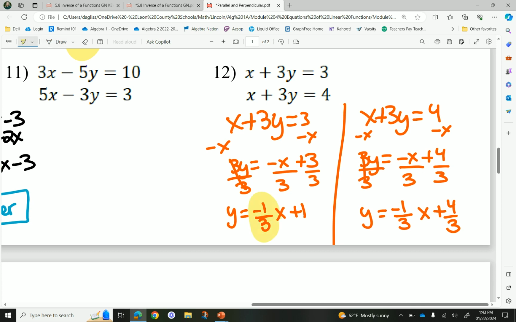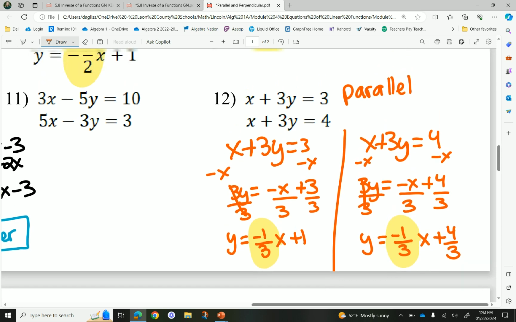So look at what's happening with my x's. They are the same. So what kind of lines are these? They are parallel. Hey guys, what could have given that away at the very beginning? The x plus 3y. They both had x plus 3y on the same side. That was another clue that it was going to be the same slope.